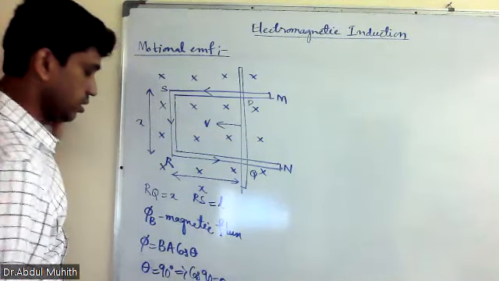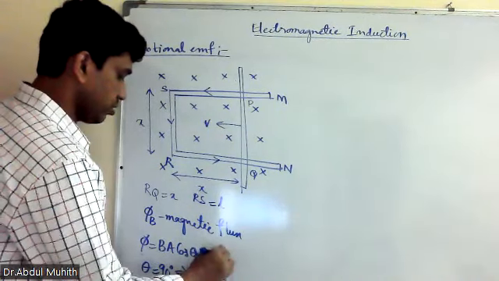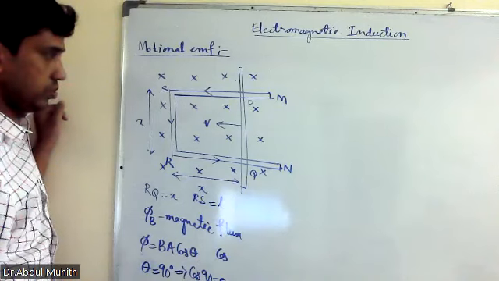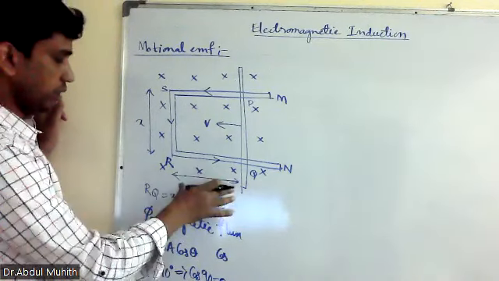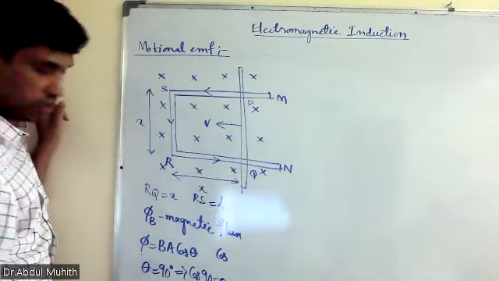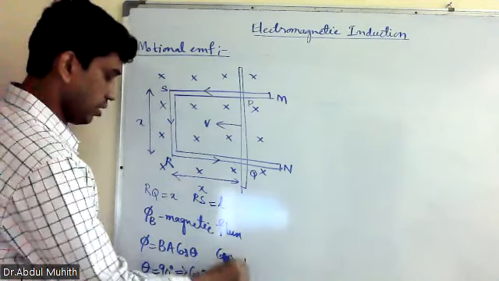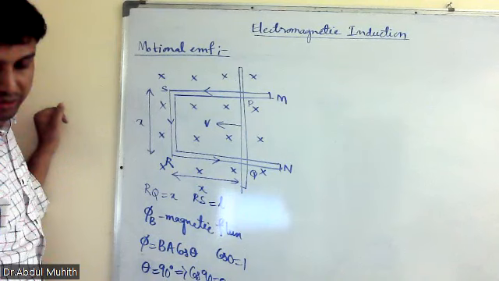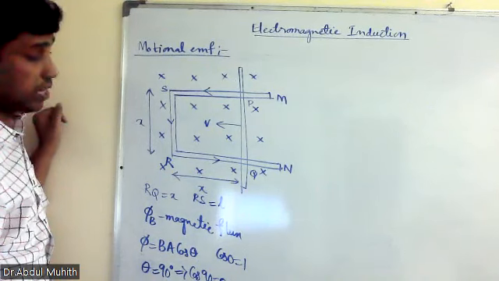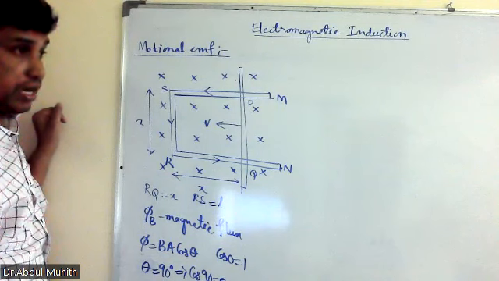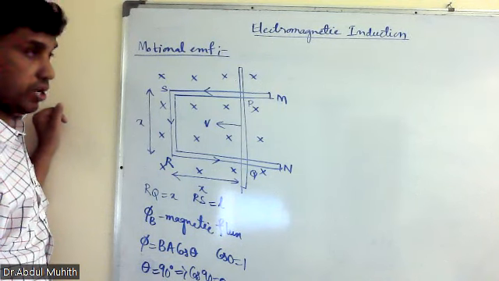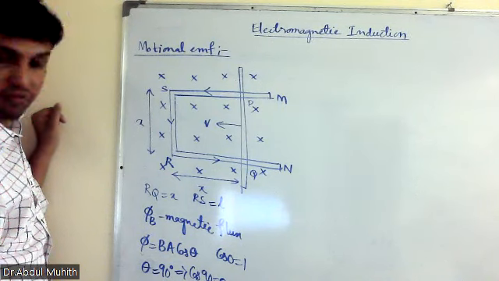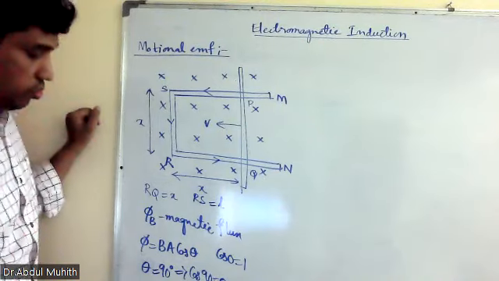Yes, so in the diagram, both RS and RQ are L and x. RQ is equal to x. If theta is equal to 0, cos 0 value will be 1. If the angle between the normal to the surface and the magnetic field, both in the same direction, theta will be equal to 0. So cos 0 will become 1.